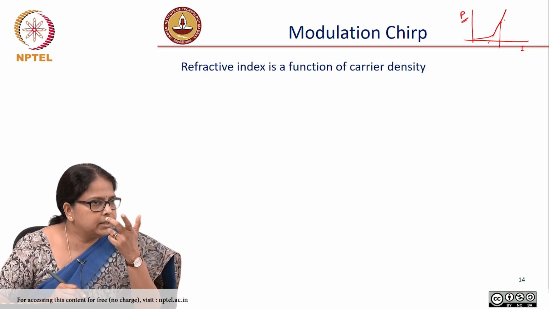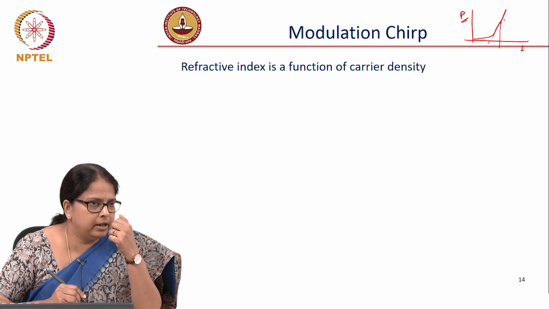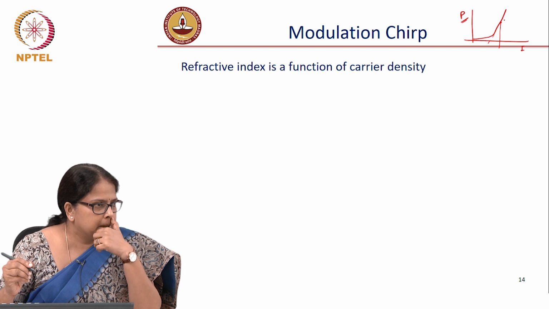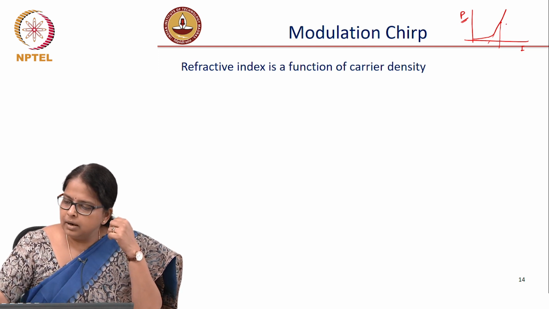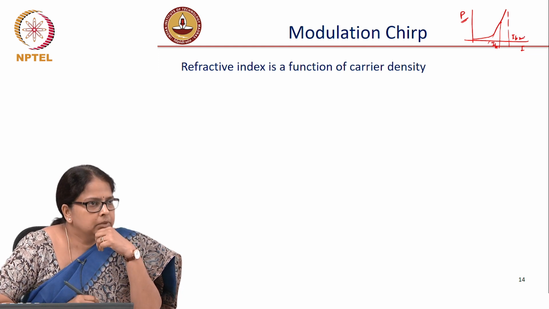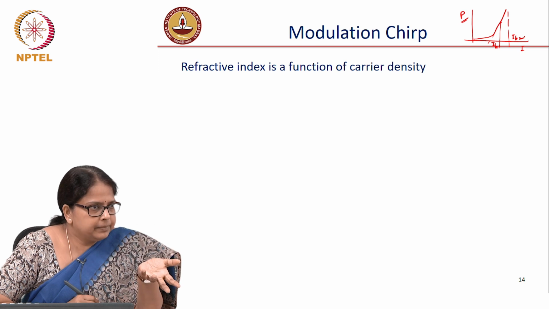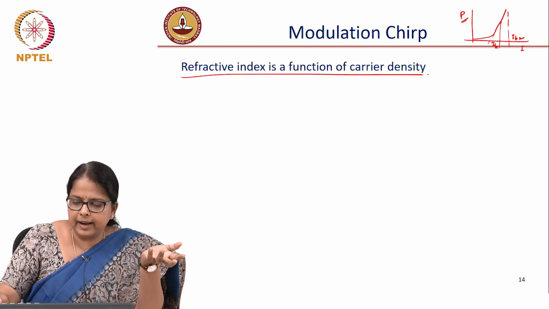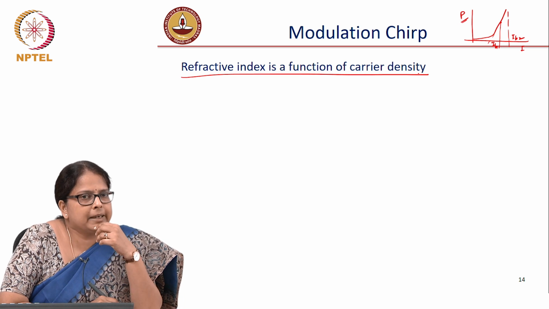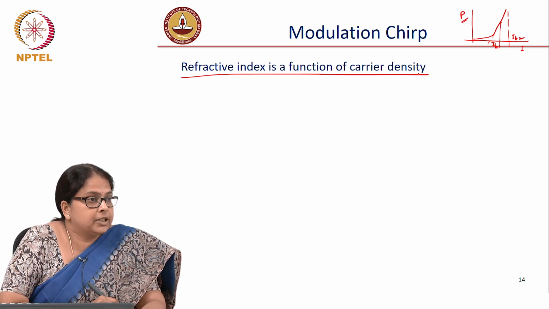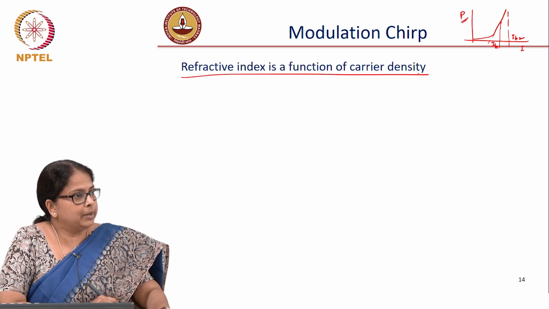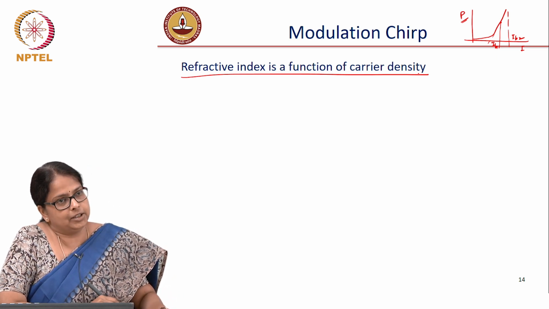We calculated how much is the power at the output for a given input current, a relation which involves I minus ITH. But now, let us say I have IB1 and IB2. You get different power levels. But because of this, what else do you expect to happen? Refractive index changes, because my current changes, my carrier density changes, my refractive index changes.